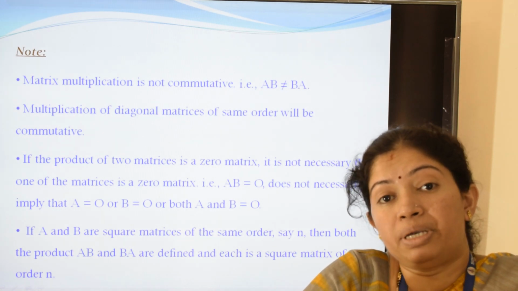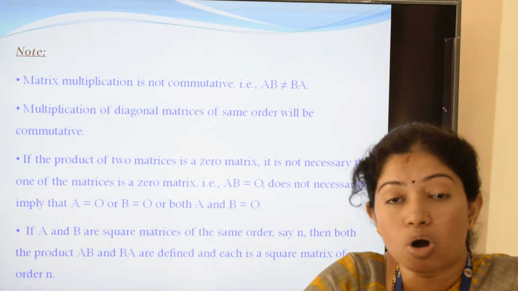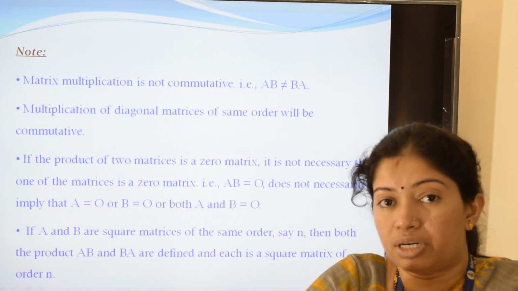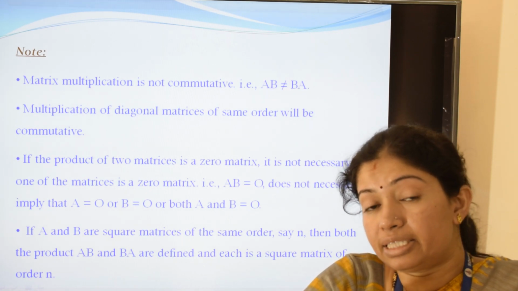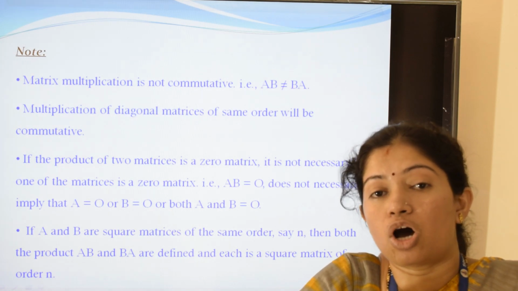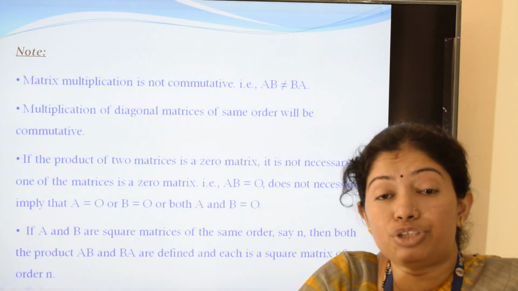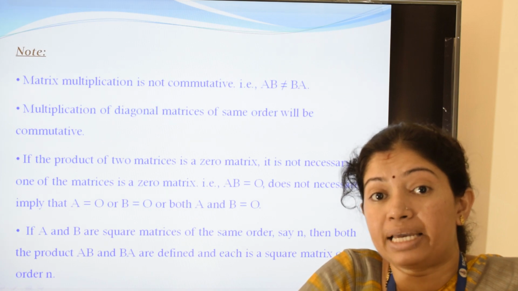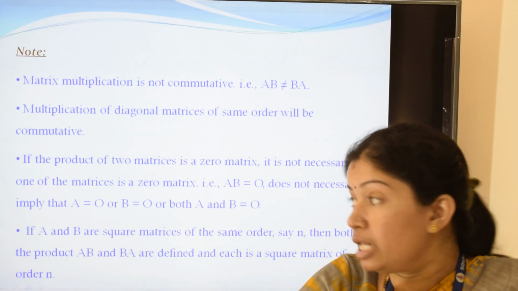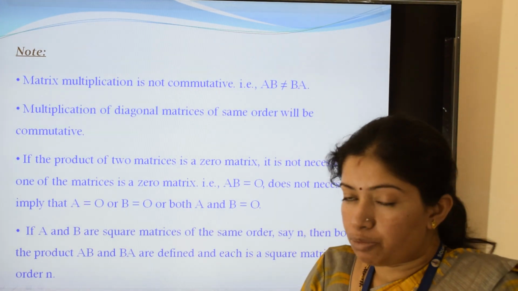So when AB exists, BA may not exist. When both exist, they may be of different orders. If they are of the same order also, the entries inside the matrices will differ. So totally, what you can say is matrix multiplication is not commutative. AB is not equal to BA. But when you take two diagonal matrices of the same order and you find AB and BA, both of them will become equal. So multiplication of diagonal matrices of the same order is commutative.